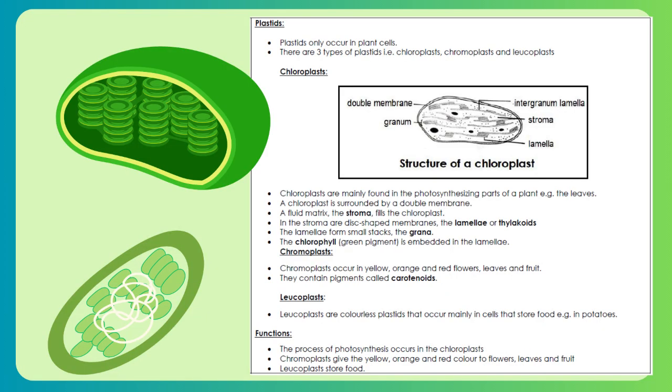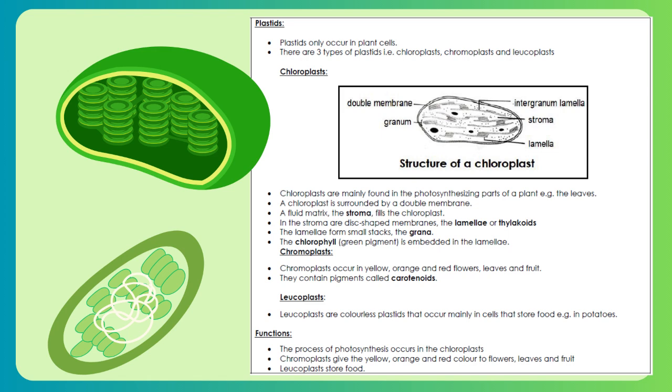Plastids. Plastids only occur in plant cells. There are 3 types of plastids, i.e. chloroplasts, chromoplasts, and leucoplasts. Chloroplasts. Chloroplasts are mainly found in the photosynthesizing parts of a plant, e.g. the leaves. A chloroplast is surrounded by a double membrane. A fluid matrix, the stroma, fills the chloroplast. In the stroma are disc-shaped membranes, the lamellae or thylakoids. The lamellae form small stacks, the grana. The chlorophyll, green pigment, is embedded in the lamellae.